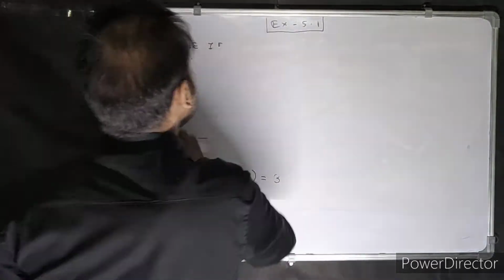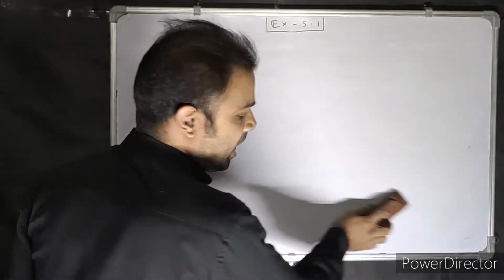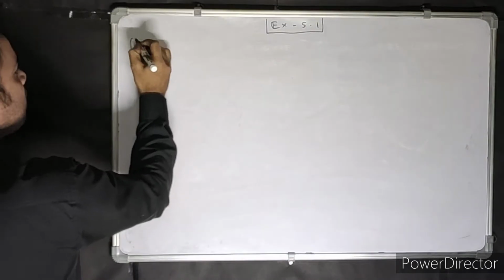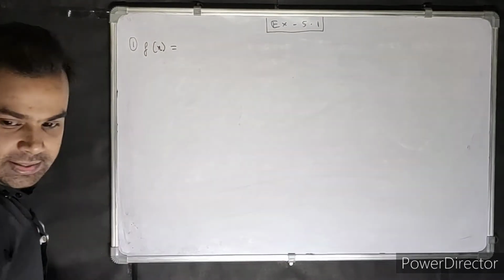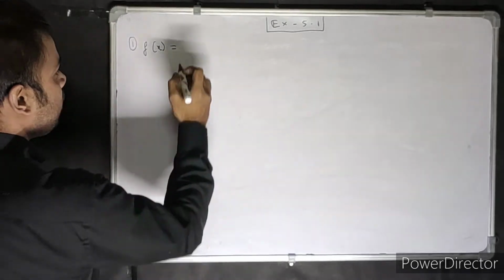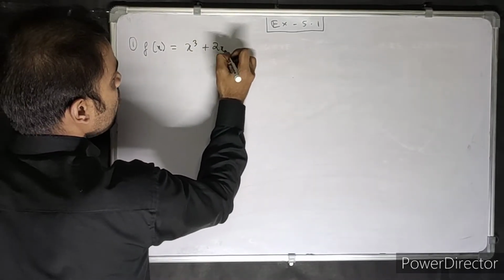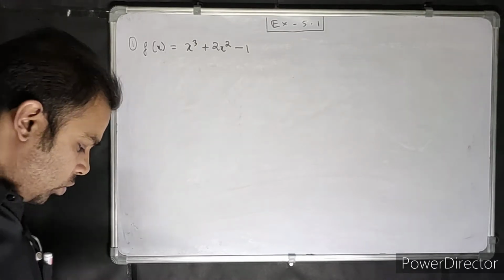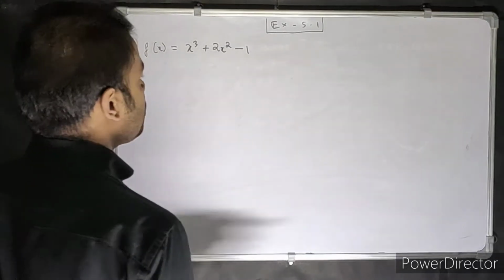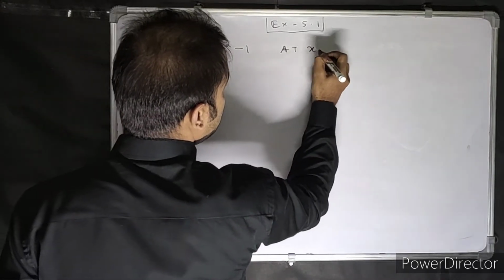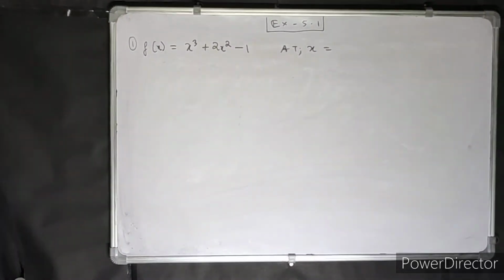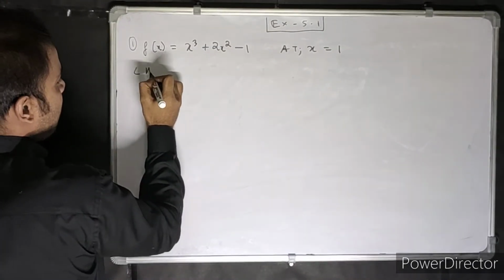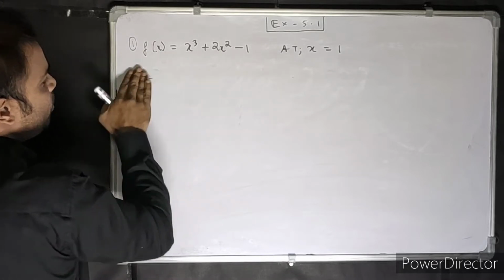Okay, part 2, question number 1, part 2. So part 2 is given as this. F of x is given as x cube plus 2x square minus 1, and you have to check whether this function is continuous at x equal to 1. So let's start with LHL. Okay, what do you have to prove?